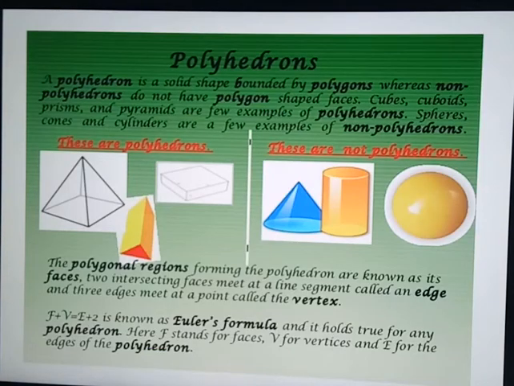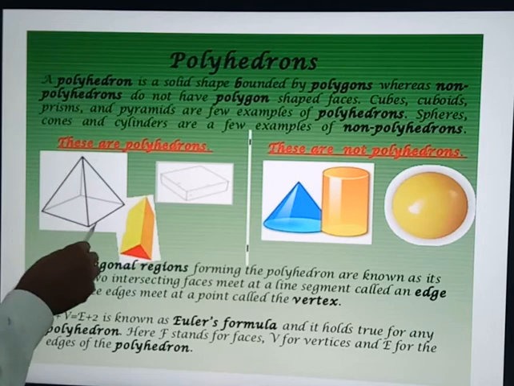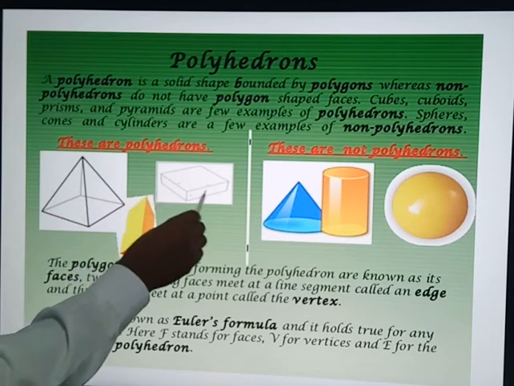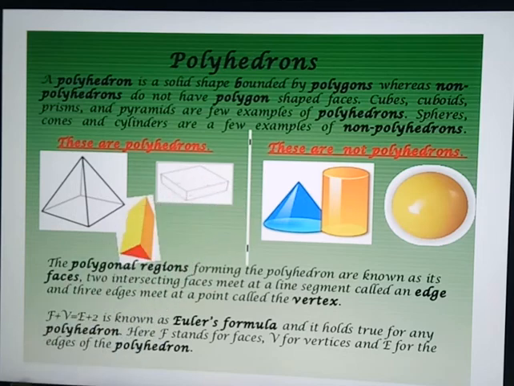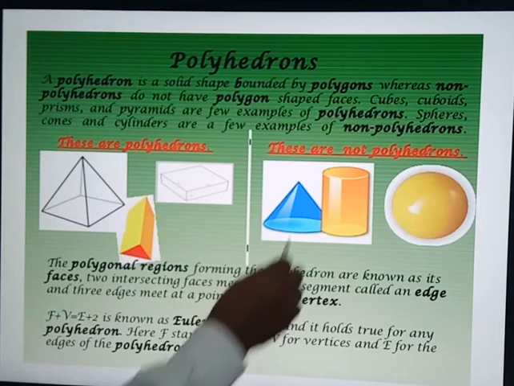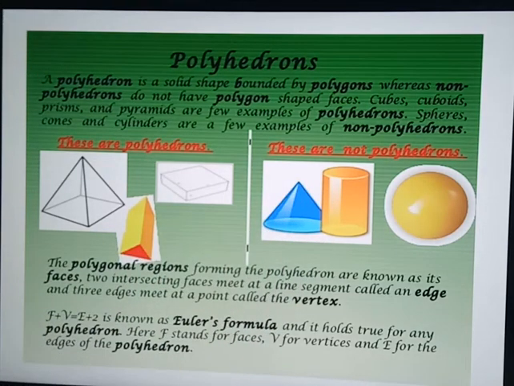Polyhedrons means a solid shape bounded by polygons. Look at this, it's a solid shape bounded by polygons. The front side is a triangular shape, the base is a square. Look at the cuboid, all the faces are rectangle shapes. A prism has rectangles and triangles. Here is a cylinder, it is not a polyhedron.